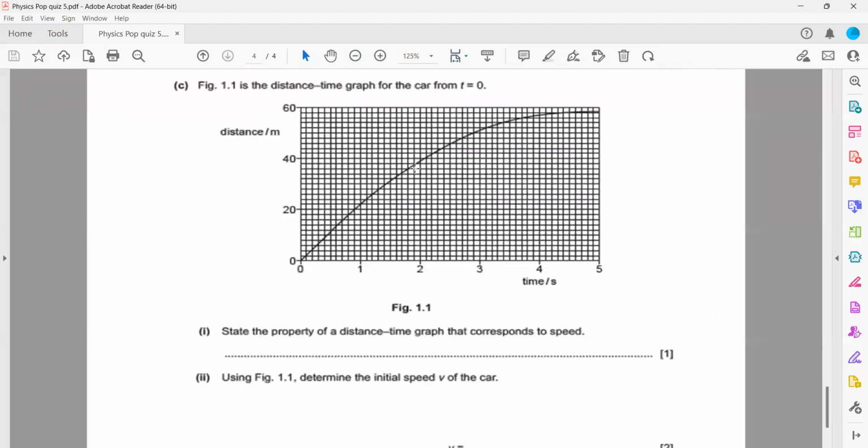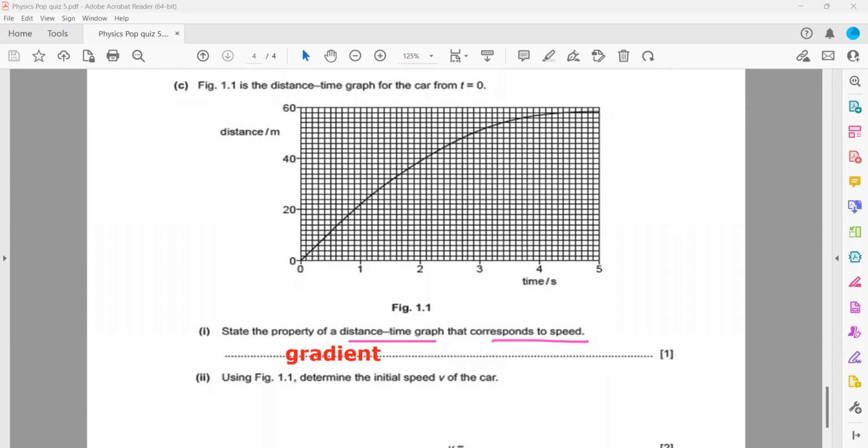Figure 1.1 is a distance time graph for a car at time t equals 0. State the property of a distance time graph that corresponds to speed. So how can we find the speed? We can find the gradient. The gradient of a distance time graph represents the speed. You can mention gradient, or you can also mention slope.